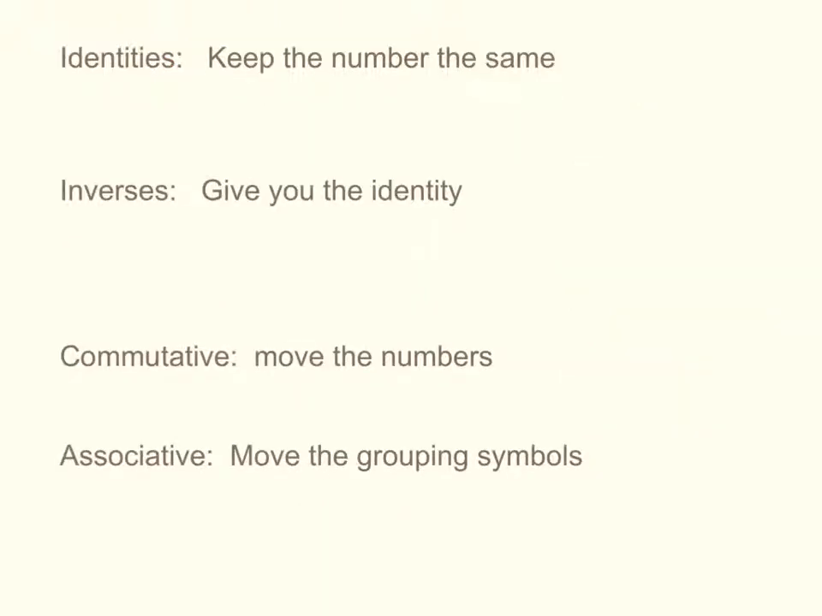Here are our last four properties. So we have the identities, and what the identities do is that they keep the numbers the same. When we're talking about all four of these properties, we're talking about addition and multiplication only. They don't hold true for subtraction or division. So, for example, the addition identity. For addition, we want to keep the number the same. So you think, what do I add to 6 to keep it 6? Well, I add 0. So anytime you see a plus 0, then it's an identity.